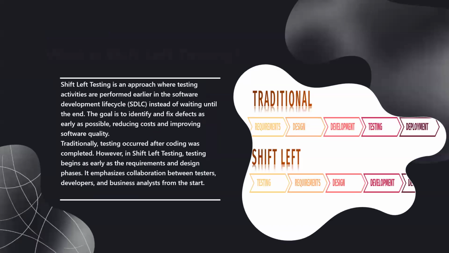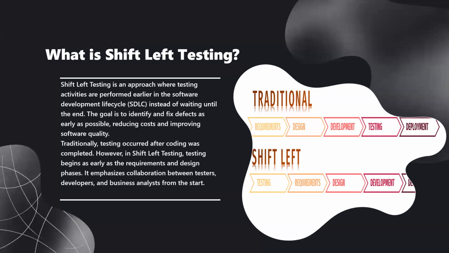So let's begin. What does shift left testing exactly mean? Let's break it down with an analogy. Imagine you're watching a movie and you're allowed to give feedback only after the movie ends. If you spot something wrong, maybe something doesn't make sense, or is very confusing, you're already too late to change anything. Now imagine if you could give the same feedback while the movie is being made, making changes as the scenes unfold. That's what shift left testing really does.